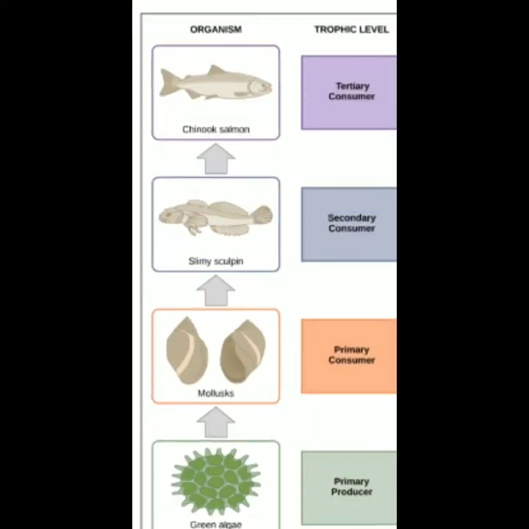In this diagram, the green algae are primary producers that get eaten by mollusks, the primary consumers. The mollusks then become lunch for the slimy sculpin fish, a secondary consumer, which is itself eaten by a larger fish, the Chinook salmon, a tertiary consumer.